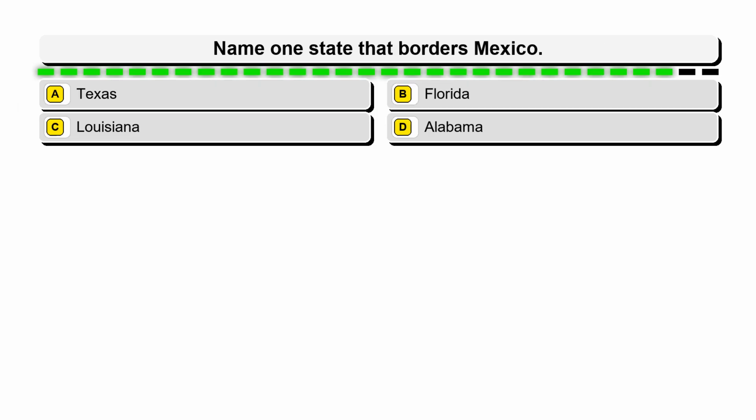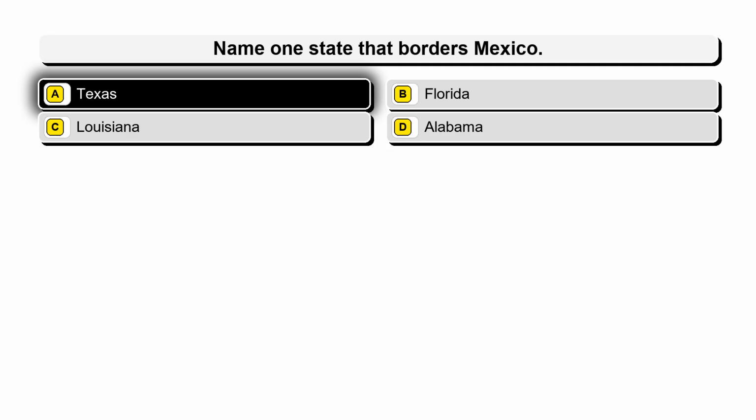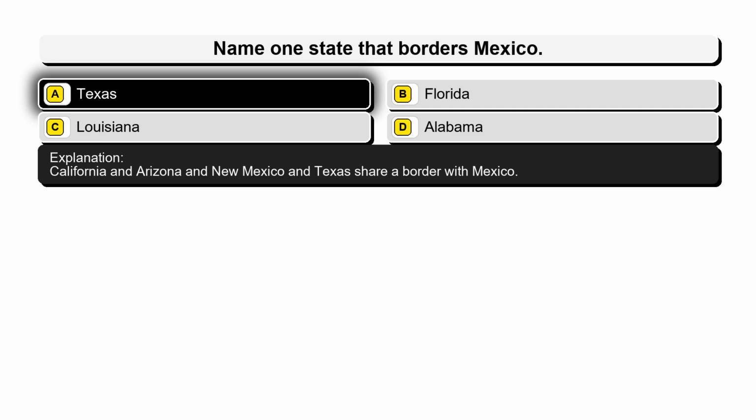Question 71. Name one state that borders Mexico. Option A, Texas. Option B, Florida. Option C, Louisiana. Option D, Alabama. The correct answer is option A, Texas. California and Arizona and New Mexico and Texas share a border with Mexico.